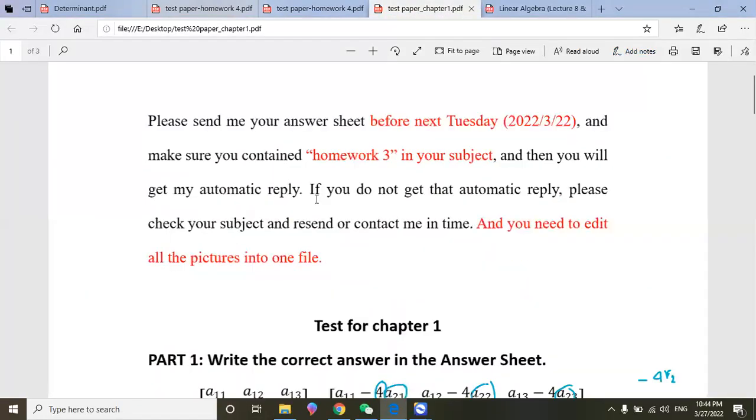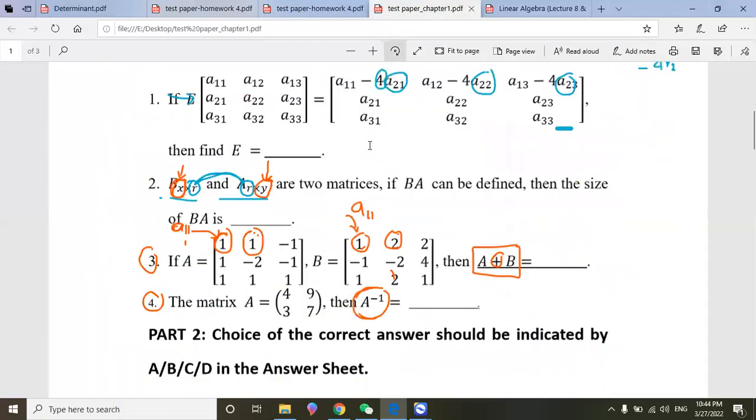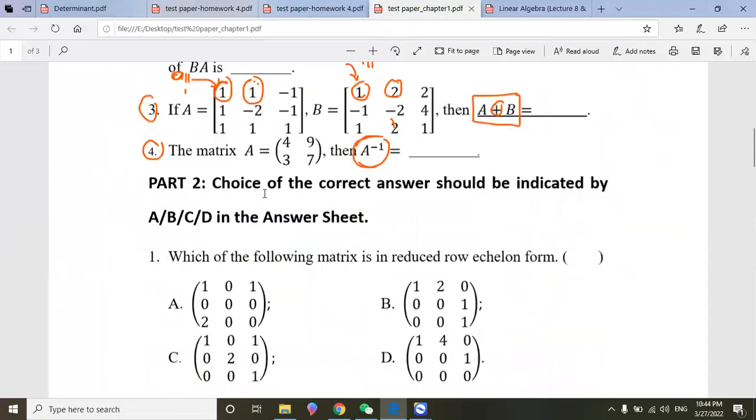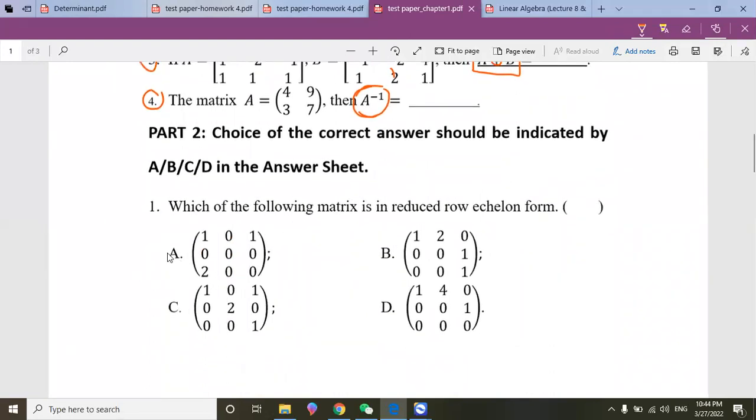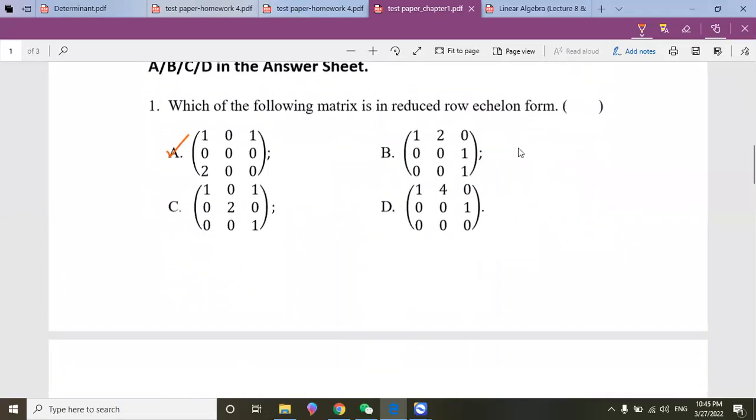So let's continue to part 2. In part 2, the choice of the correct answer should be indicated by A, B, C, D. So we just need to choose the correct answer. Which of the following matrices is in reduced row echelon form? So you need to look at some things. Like the first one will be all the entries.